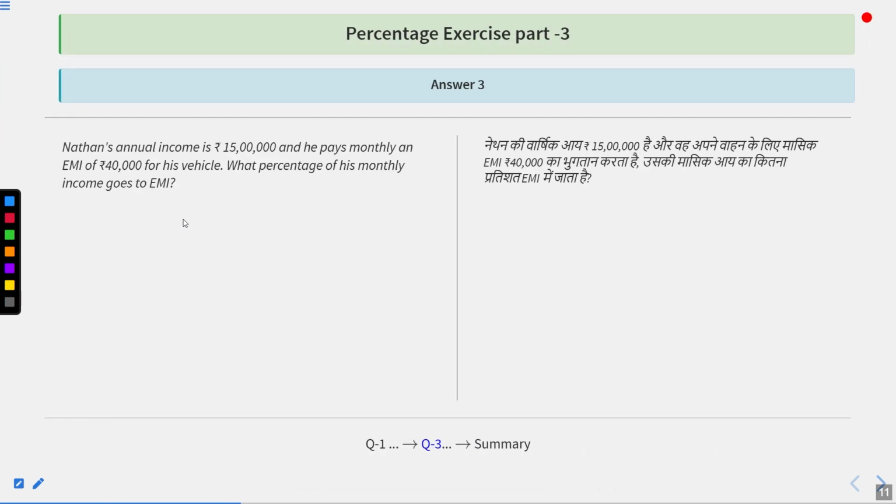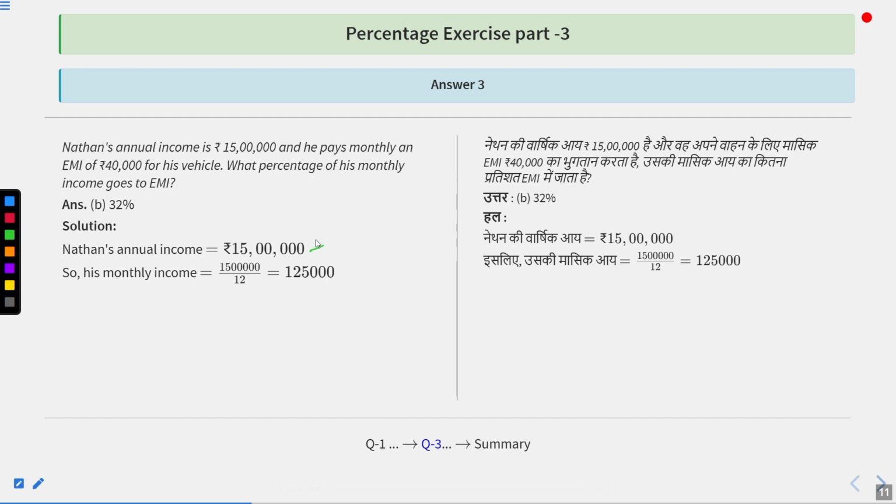Now, the annual income of Nathan was given, and the EMI which he is paying per month is also given. We have to find what percentage of monthly income the EMI is actually. Now, annual income was 15 lakh rupees. So monthly income is going to be total annual income upon 12, because a year has 12 months.